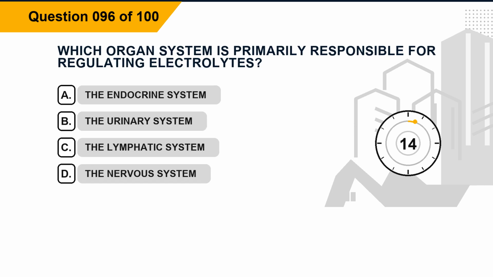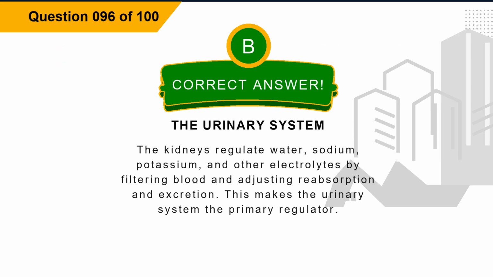Question 96. Which organ system is primarily responsible for regulating electrolytes? Option A. The endocrine system. Option B. The urinary system. Option C. The lymphatic system. Option D. The nervous system. The correct answer is option B. The urinary system. Explanation. The kidneys regulate water, sodium, potassium, and other electrolytes by filtering blood and adjusting reabsorption and excretion. This makes the urinary system the primary regulator.